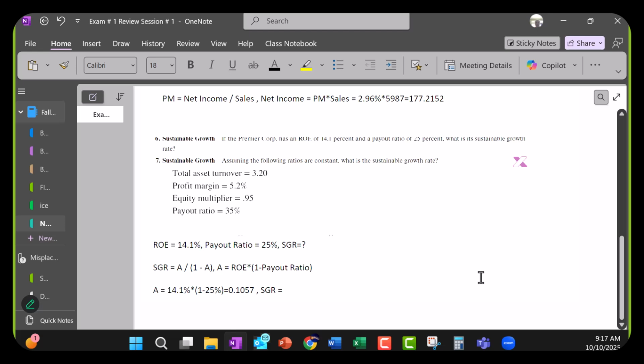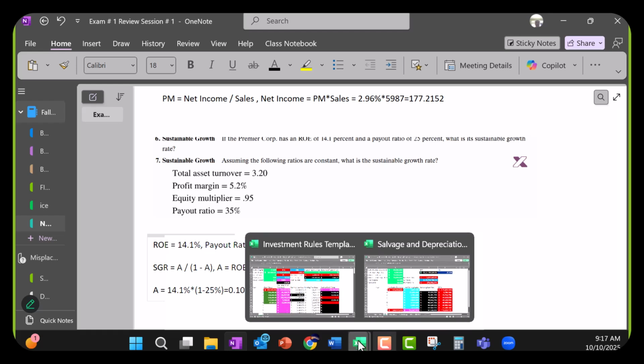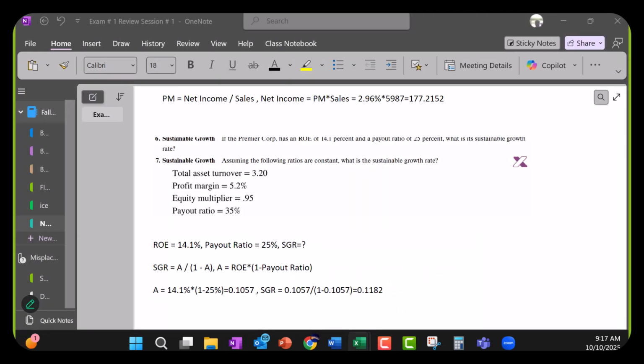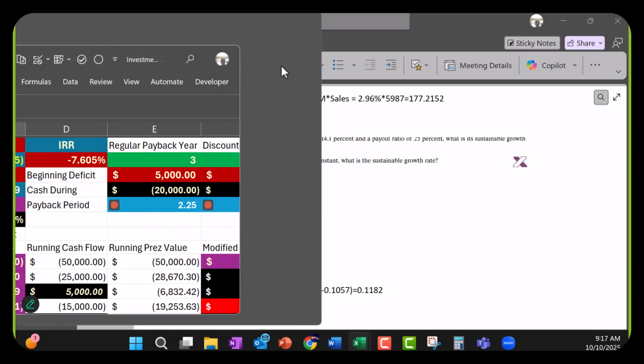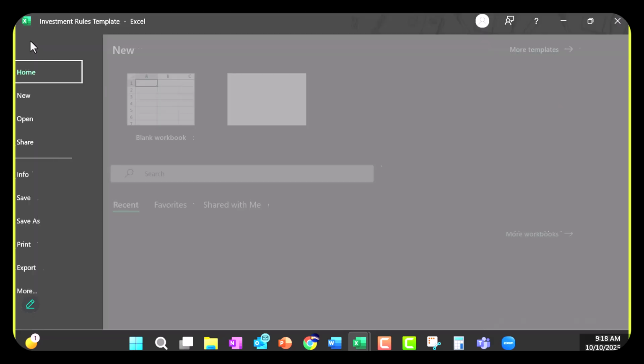SGR is going to be 0.1057 divided by 1 minus 0.1057. So 11.82%. We could have also done that in Excel. Let's actually do that. Let me move Excel here. Let's do a new sheet.